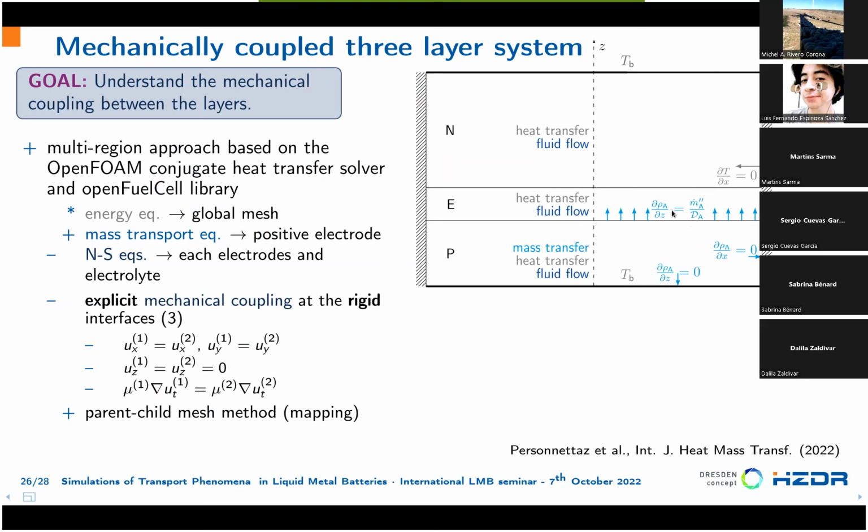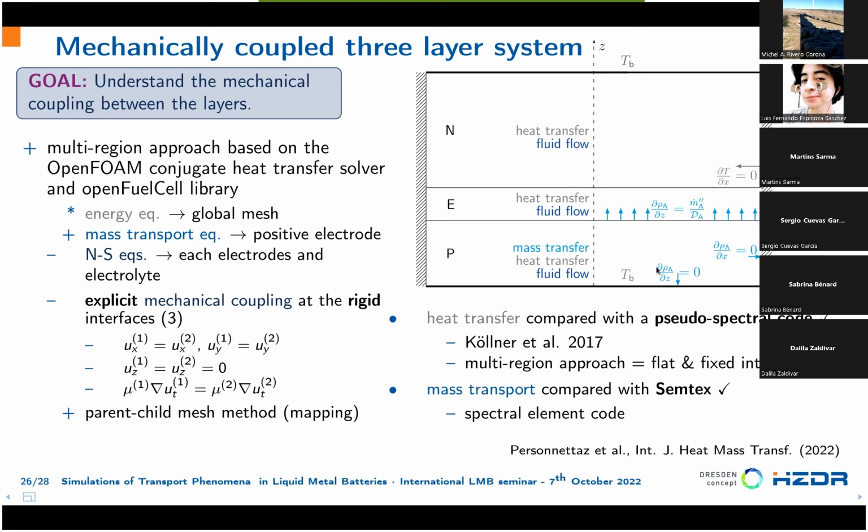And we validated this code by solving mass transport with Semtex as we did before, and also with heat transfer in the three layers to check that the coupling works well. I don't want to discuss heat transfer here, but we compared it with a similar pseudospectral code from a colleague, in order to be sure that the coupling is working well with our multi-region approach in OpenFOAM.